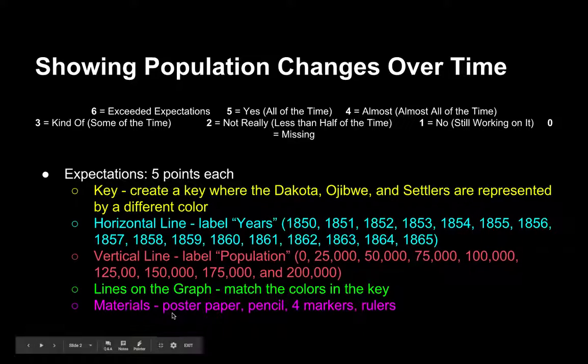Materials. Your teacher's going to give you poster paper. It's that large graph poster paper. You can cut that up to make it smaller. You can leave the entire piece of poster paper with extra space hanging off. It's kind of up to you. You'll see some past examples of what students have done.